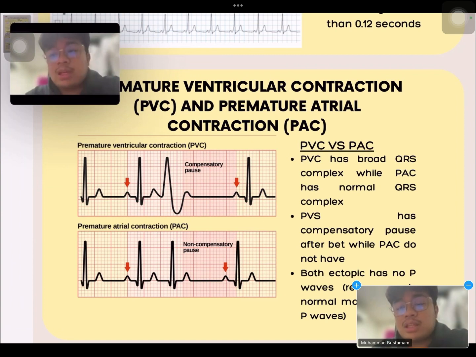As you can see, the red arrow shows the normal morphology of the P wave, where you can see there is no P wave at the ectopic. Okay, I think that's all for me. Now I'll pass to Shafika.